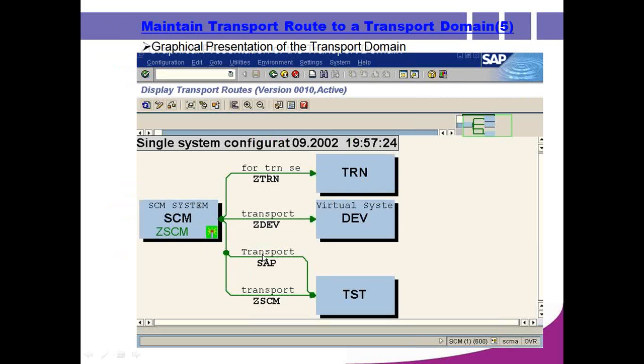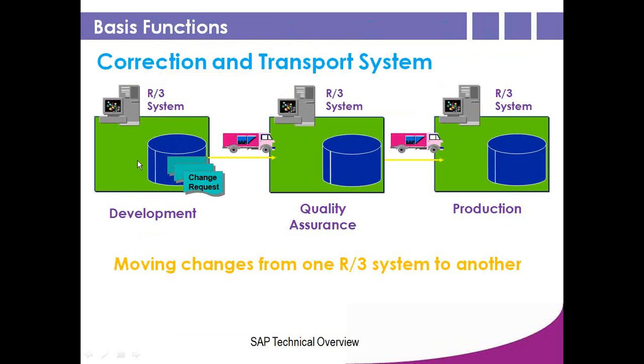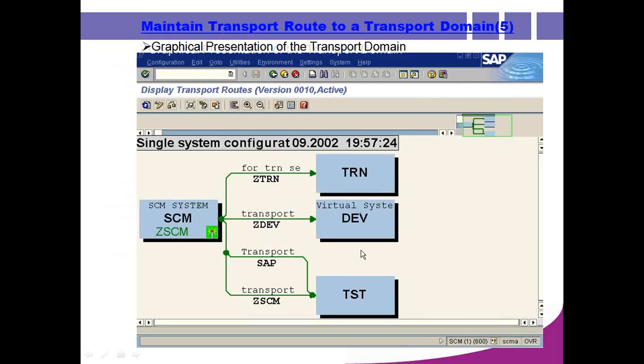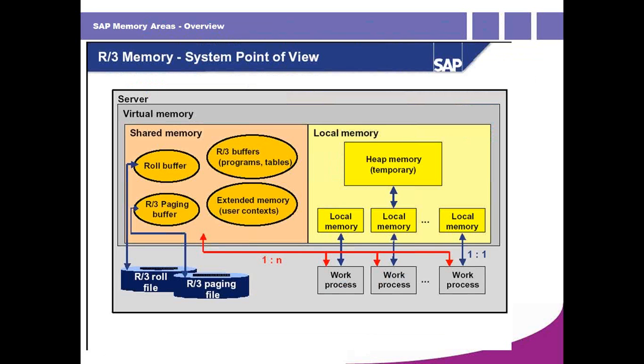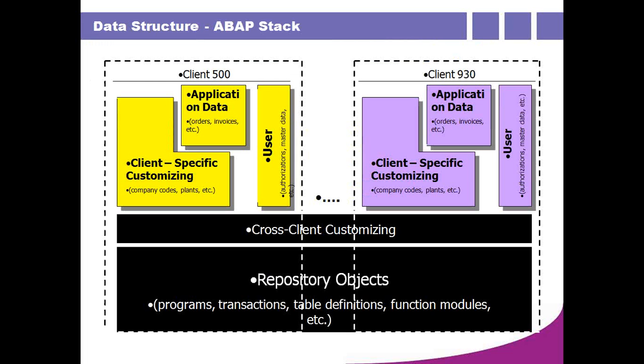So how to configure the transport management system? As soon as I release a change request here, how does this request go to here? I need to go here and here, because we define here how to configure all these. We are going to see it. And then the memory and buffers, very important from the performance point of view: how the memory will impact the server performance and the CPU load, and then buffers. We are going to see in depth thoroughly what we need to do as a basis consultant.